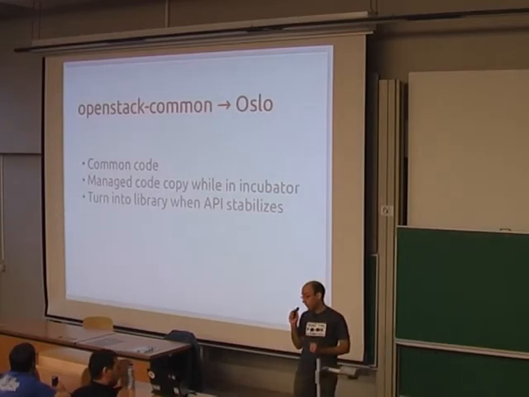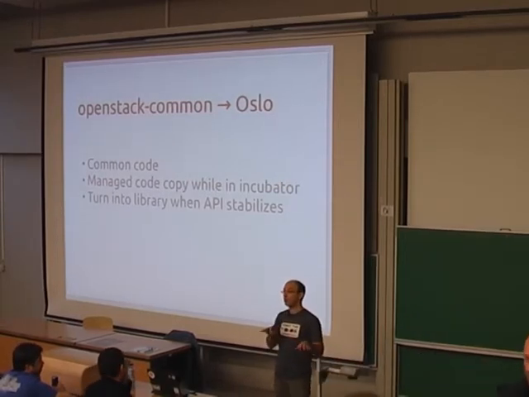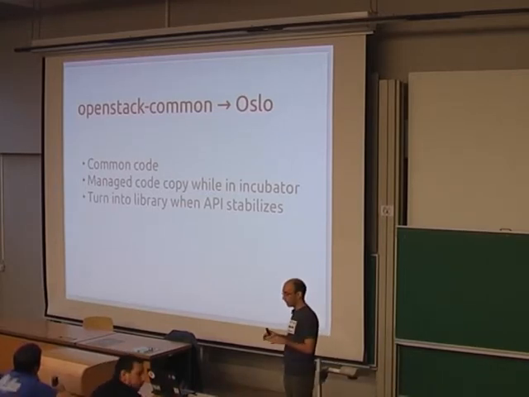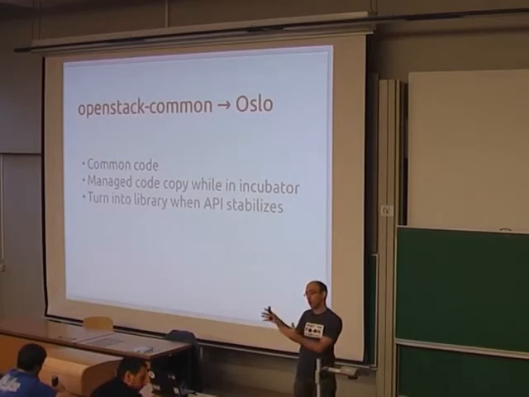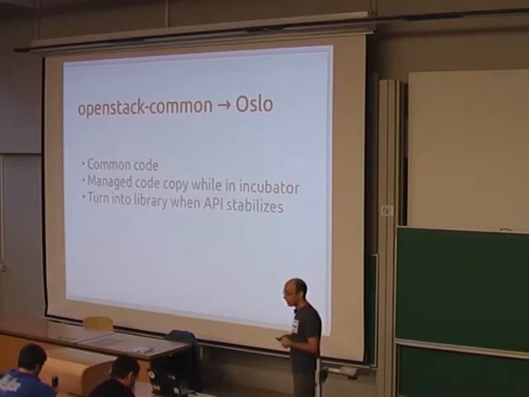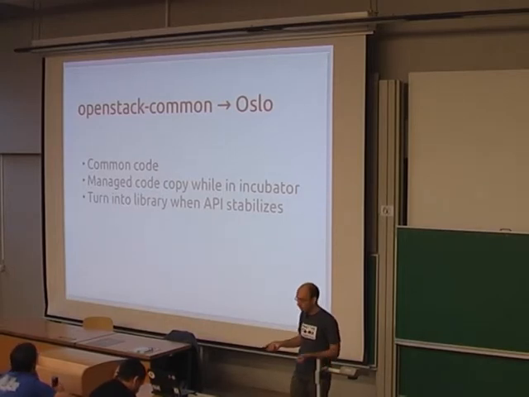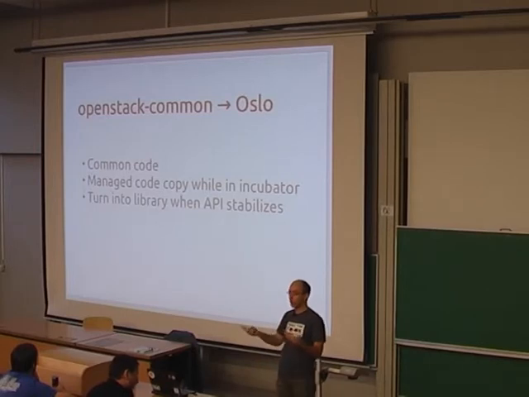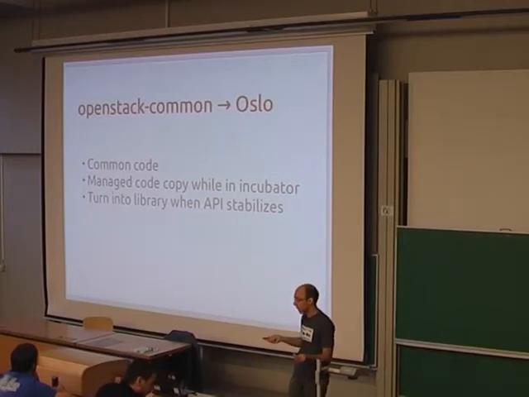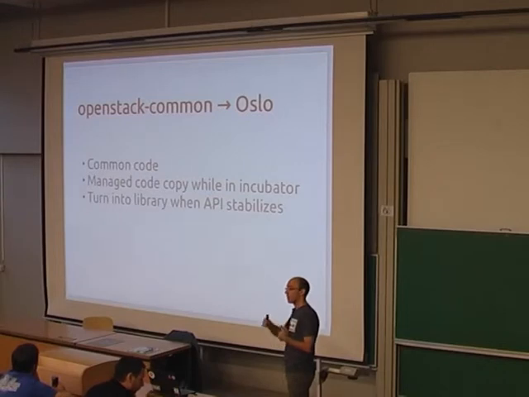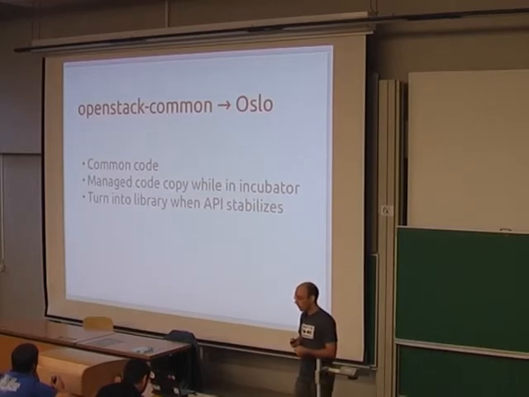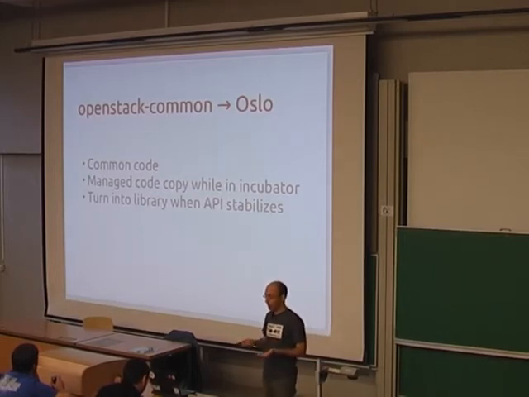One thing we did over the last year is to rename the OpenStack common effort to Oslo, which is the new name for it. It's common code that runs in multiple services that we provide, and we want to turn it into a proper library. But to do that, we need an API that is relatively stable, and all projects agree to use the same API. So in a first step, we do a managed code copy mechanism to avoid duplication of maintenance. And when it's ready and more stable, we turn it into a proper library.